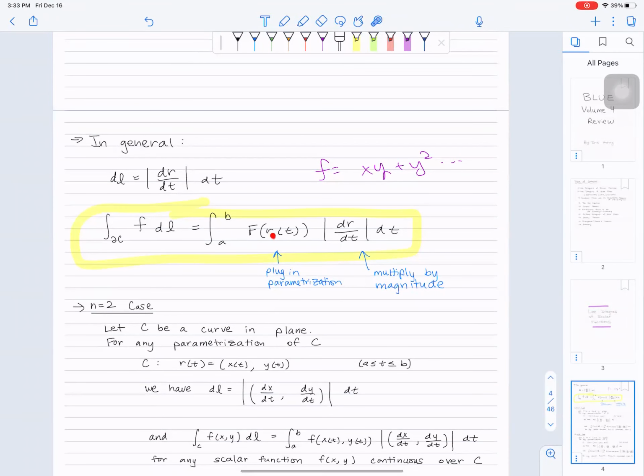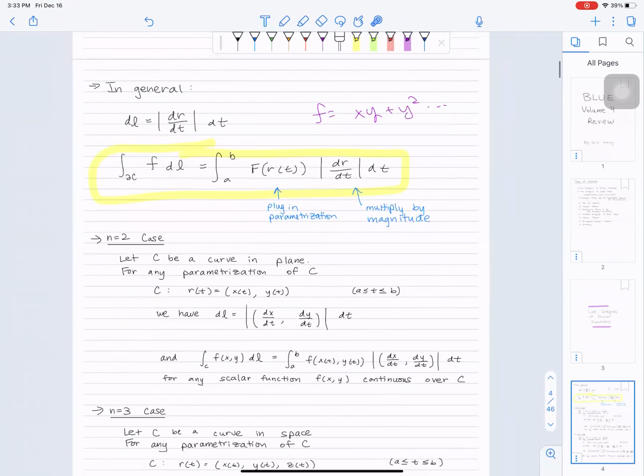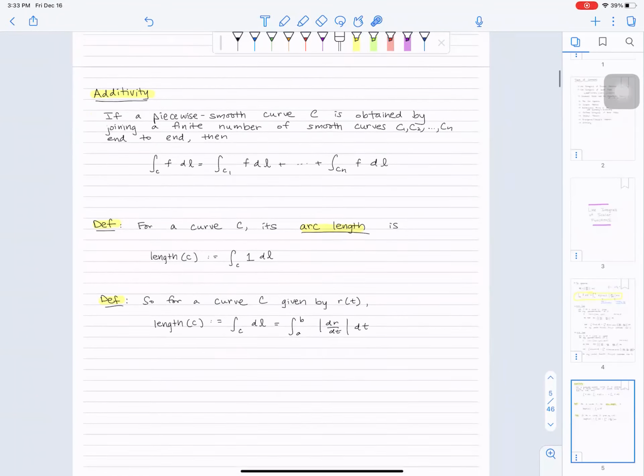Always 2 steps. First, plug in your parameterization. Second, what is your differential? It's going to be the length version of your derivative, dt. So that's for scalars.